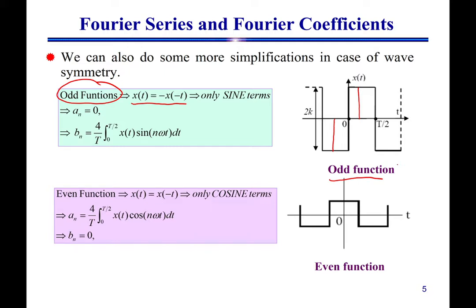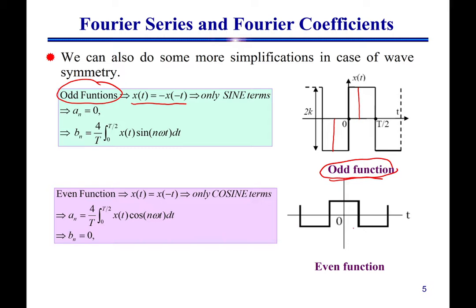So this one is an odd function, since again x of t is equal to minus x of minus t. And in an odd function, we have only the sine term. We don't have any cosine term. That means An will be equal to 0.